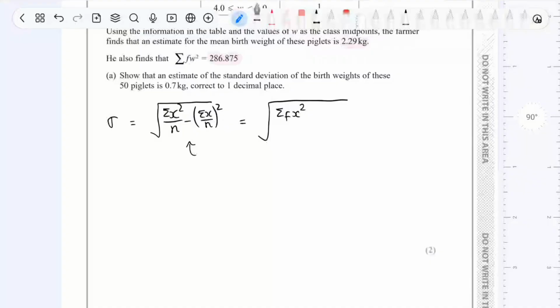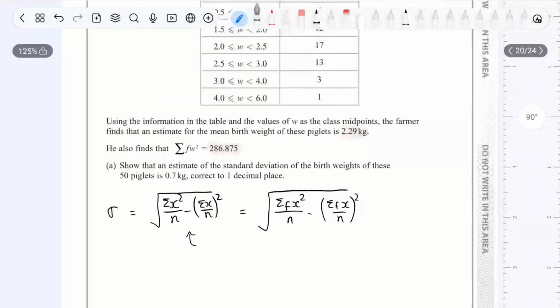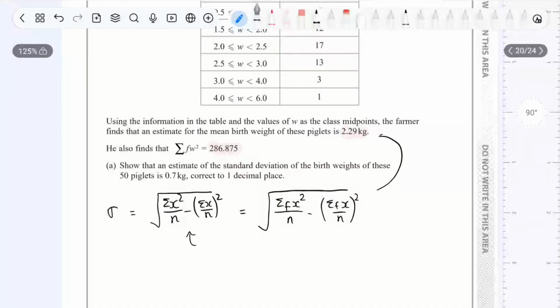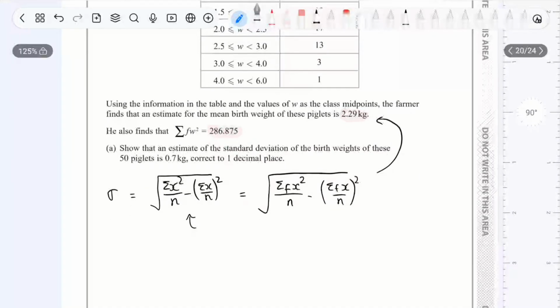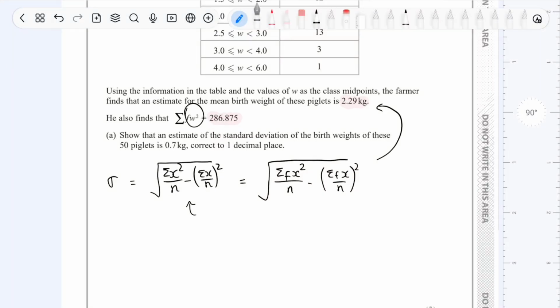So the sum of the frequency multiplied by x squared over n, minus the sum of the frequencies times x over n, and then square that. And they've kindly given this value here with 2.29, and they've given us the sum of f x squared, which is this one right here, and it's 286.875. We know that n is the number of values and that there are 50 piglets, so that's quite self-explanatory. So from here it's just a matter of plug and go.